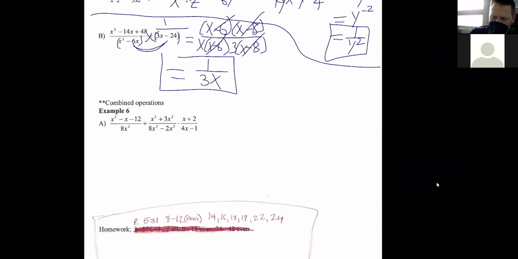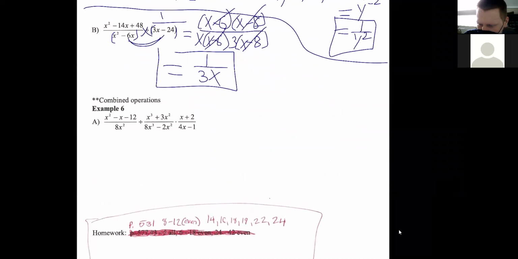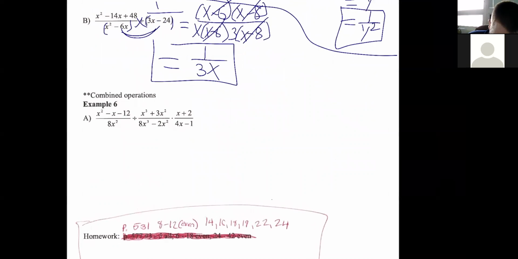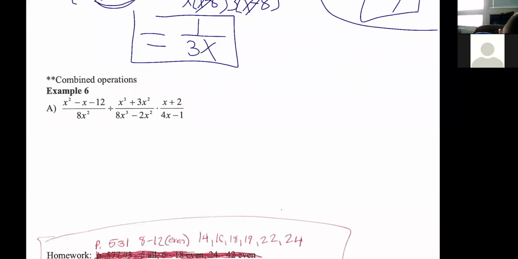So I want you guys to try before you leave. We'll end on this question. See if you can do example 6. Just be careful, it's division here. So you really want to multiply by the reciprocal of this middle function. But then see if you can simplify these, see what can cancel out, and then what you would get left with.